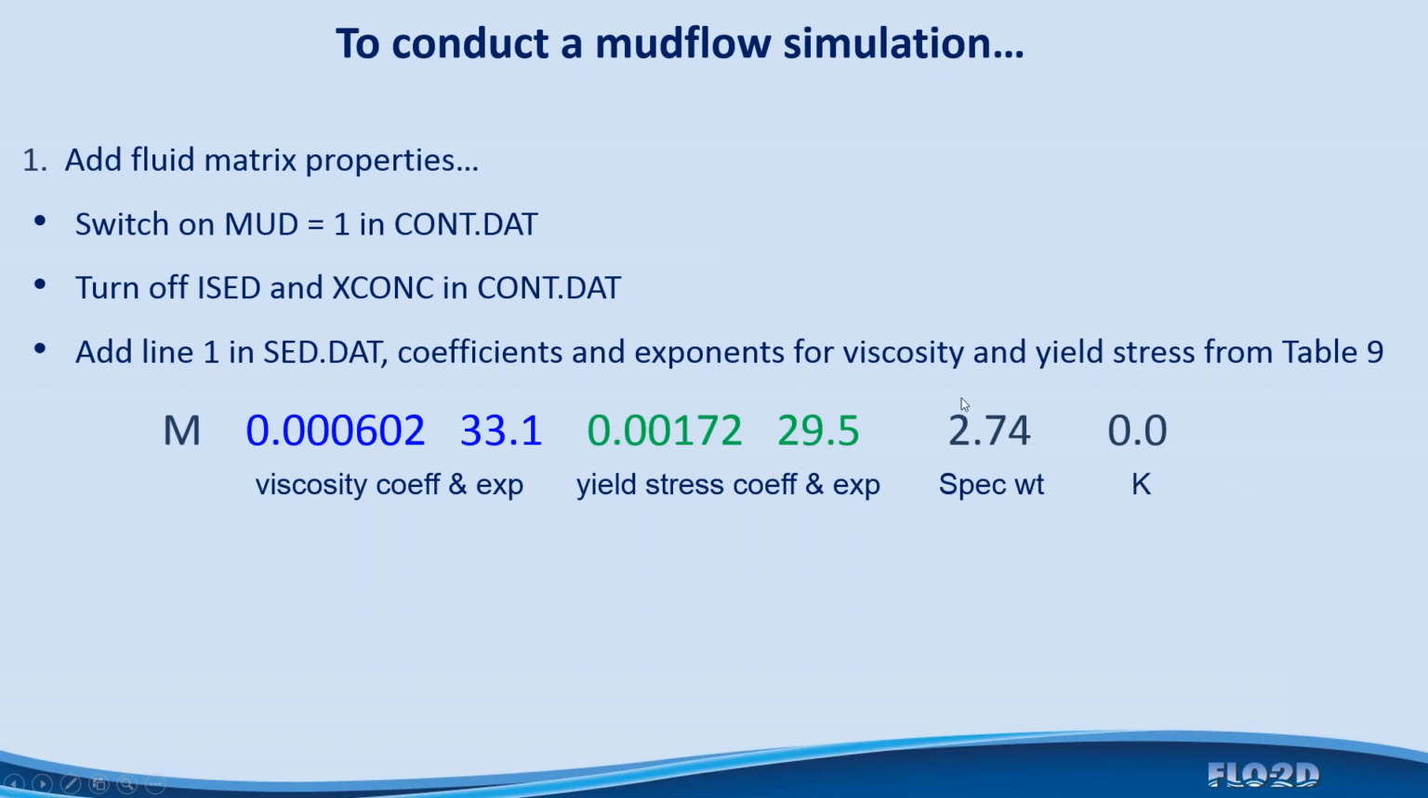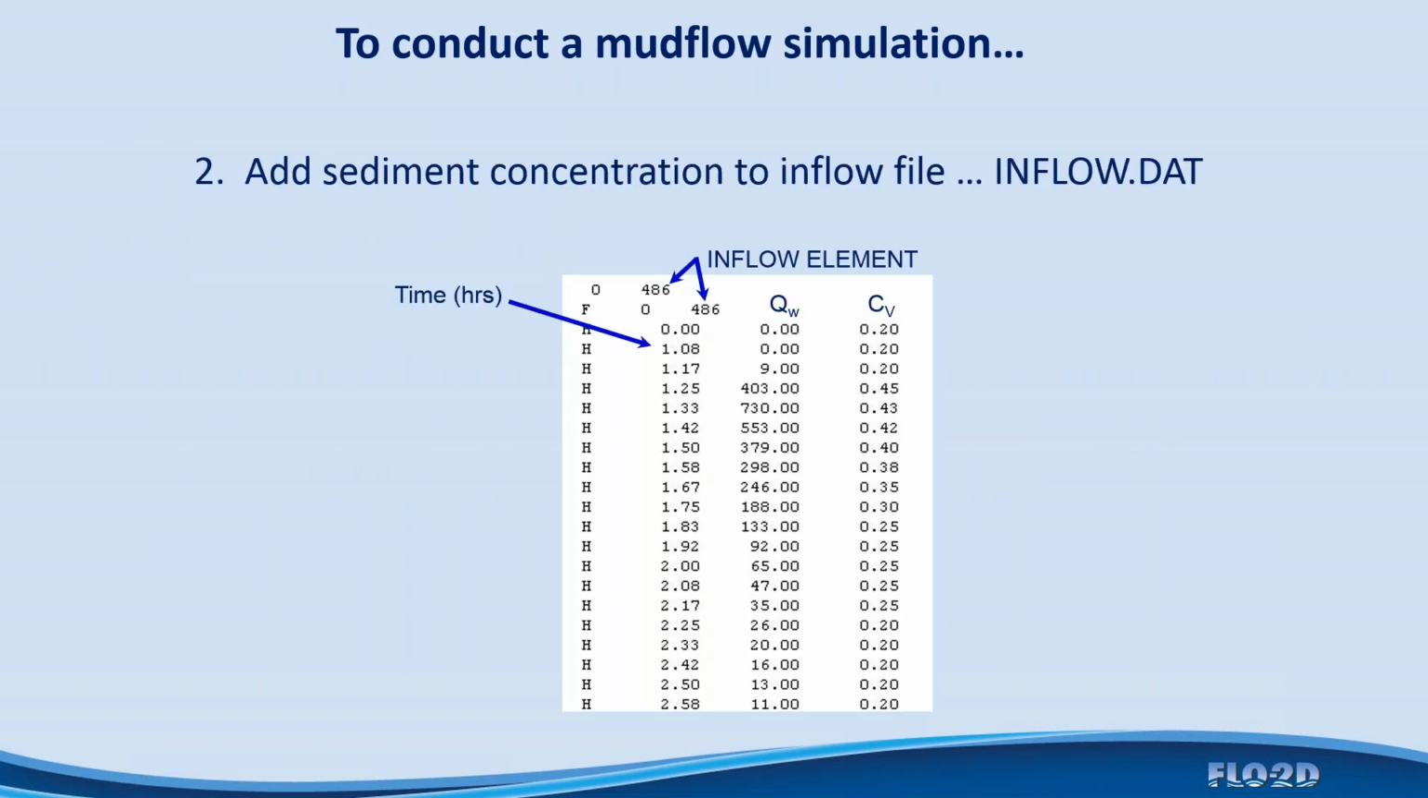I call this table 9, and it's from the Mudflow Simulation Guidelines, which you can download from the website. And here's the mudflow viscosity coefficient and exponent, the yield stress coefficient and exponent, and the specific weight. This allows you to go from 2.65, which is typical for sand, up to something that has more clay in it, like 2.74 or a little less maybe. And then you can enter the K factor, the laminar flow resistance coefficient, here. If you set that equal to 0, it computes it directly from Manning's n.